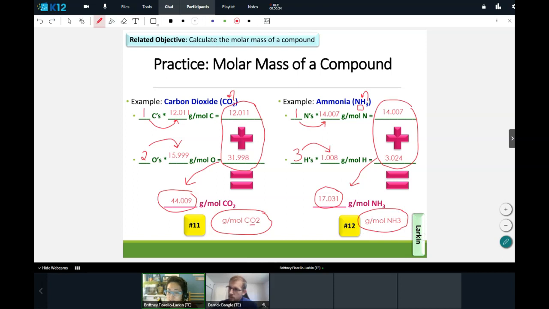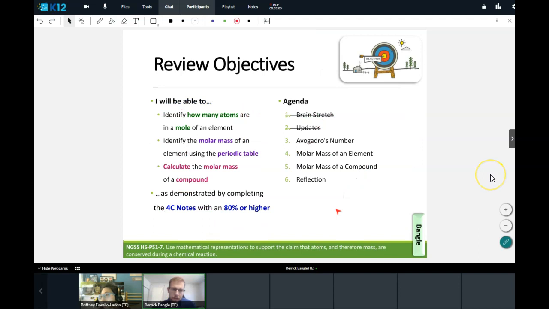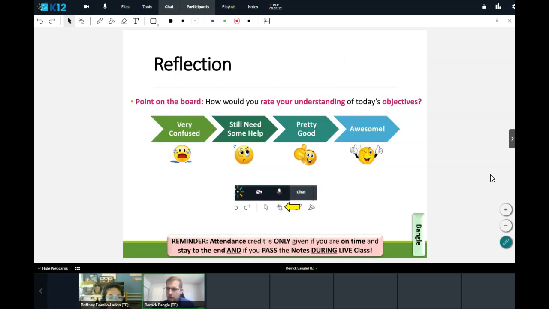Just fill that in for your units. Go ahead and raise your hands for number 12. 30 seconds, go, go, go. And then we're going to go ahead and wrap on up. Let us know in the chat if you got an A or B, because we want to celebrate you. Today we identified the molar mass of an element, we learned what that meant, and we used both of those to calculate the molar mass of a compound. So great job today, guys. Go ahead and tell us how you feel.